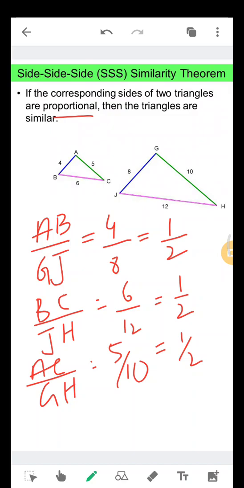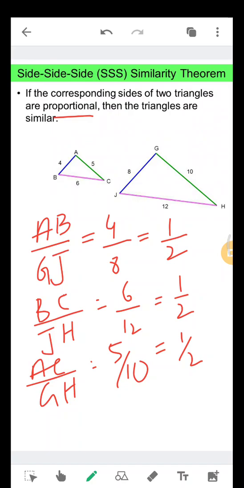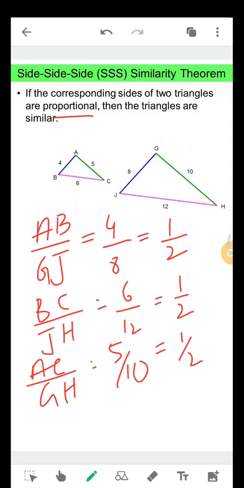If the corresponding sides of two triangles are in proportion, then we can say that these two triangles are similar. Now how to name the triangle is very important. I'll say therefore triangle ABC is similar, this is the symbol we use for similarity, is similar to triangle GJH.